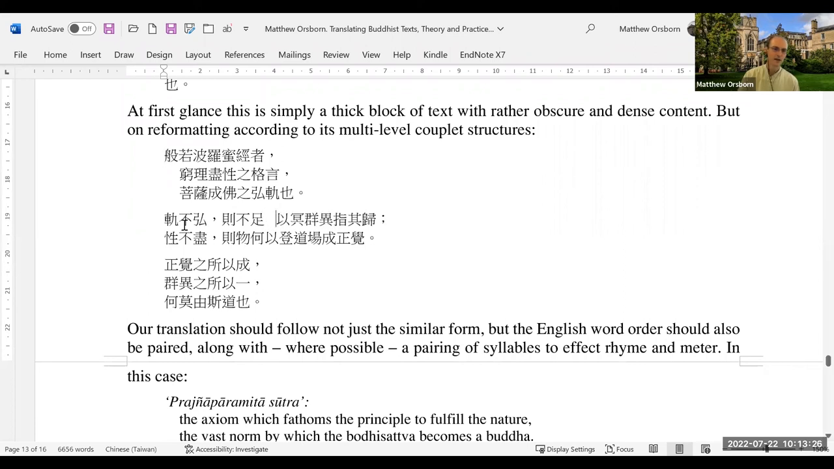You can do a 1, 2, 3, 1, 2, 3, 1, 2, 3, 4, 5, 6, 7, if you like.